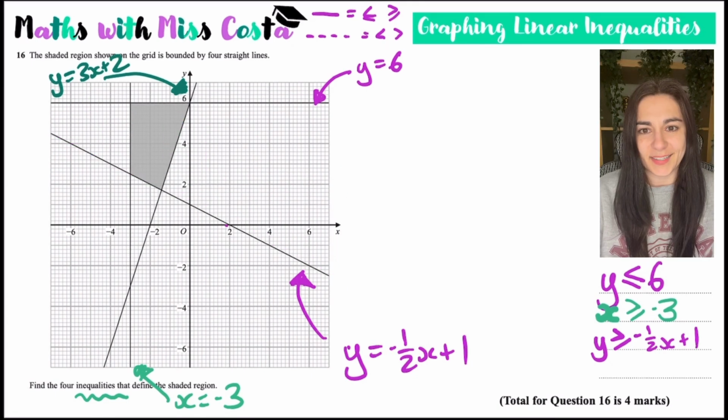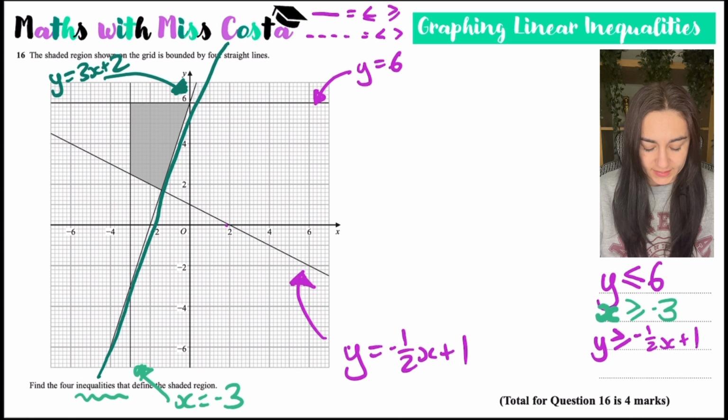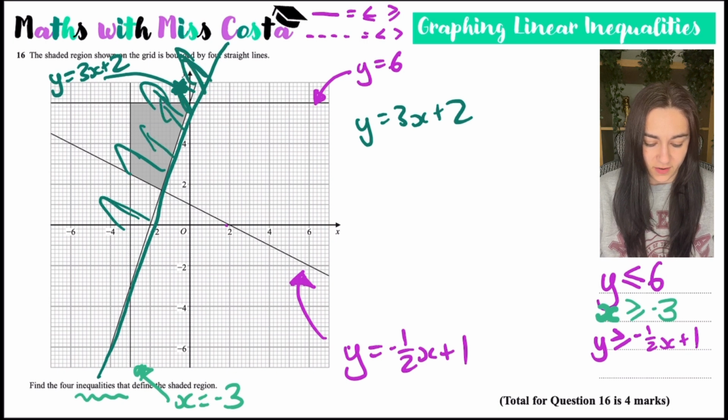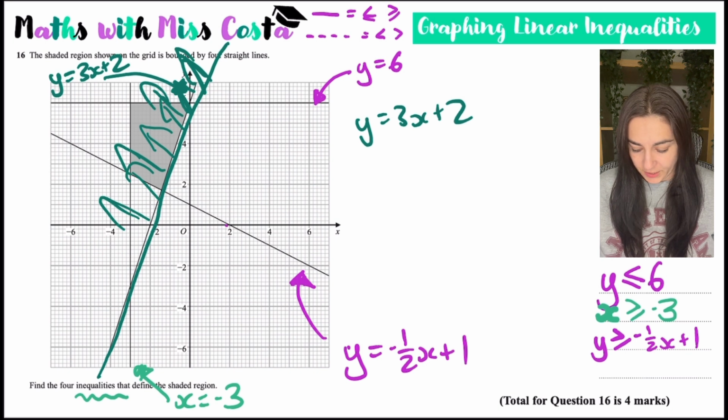Okay, so now let's look at the last line, this line over here. So the shaded region is over here. So let's think about what's happening. This is the line y equals 3x plus 2. So which y coordinates are being satisfied by this region? All of the y coordinates that are larger than this line. So it's going to be y is greater than or equal to 3x plus 2.